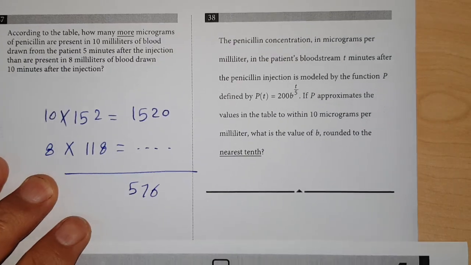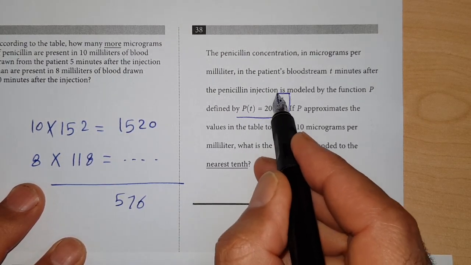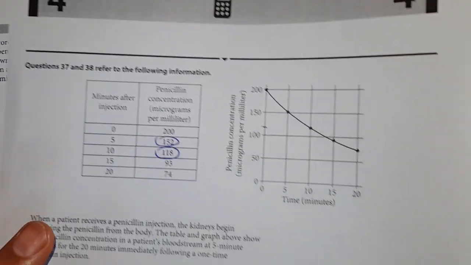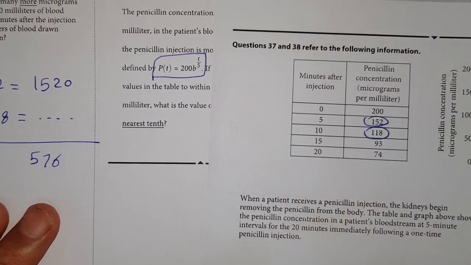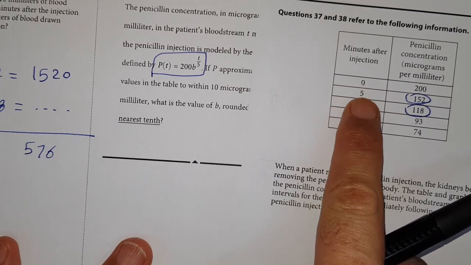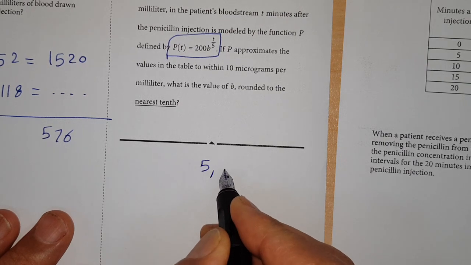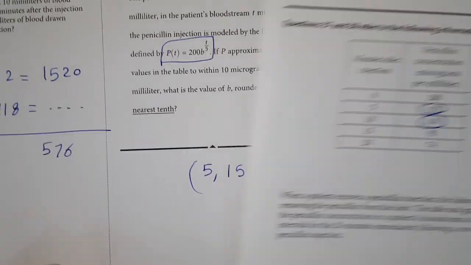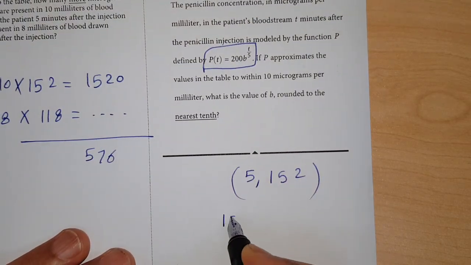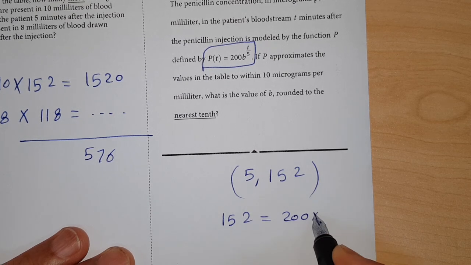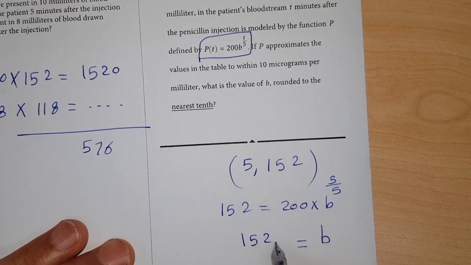And this one asks about the value of b, where this equation represents this curve. You can get the value of b if you substitute. Take any pair other than the first one, because you have 0 here, which will not work. Take, for example, the second pair, 5 and 152, because all these points lie on the curve, so it satisfies the curve. Put now 152 equals 200 times b to the power 5 over 5, which will be 1. Now you can get b: b here is 152 over 200.